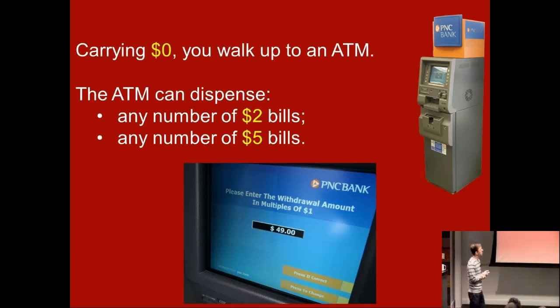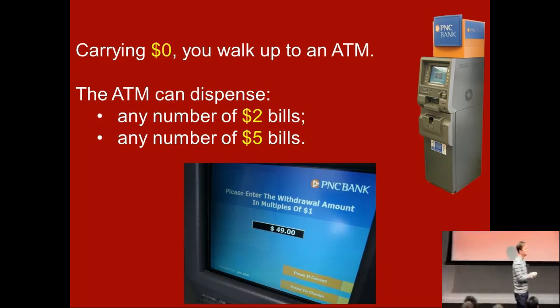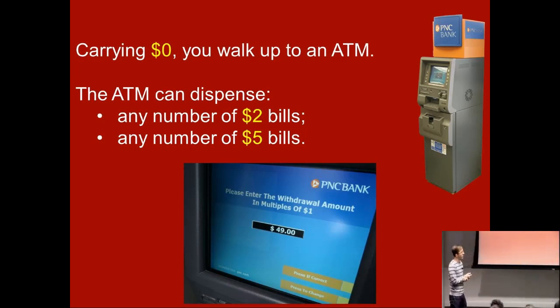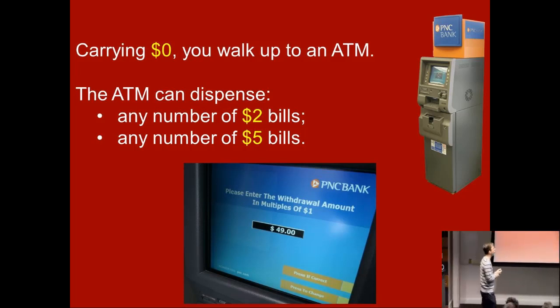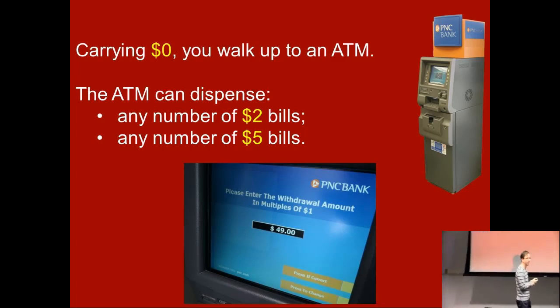Okay, so say you have $0 in your pocket and you walk up to an ATM, such as this one. It looks like the one in the third floor. Okay, and this is a bit of a strange ATM. It can dispense $2 bills and $5 bills, and any number of them, $2 bills or $5 bills. $2 bills really exist. You may see them from time to time.